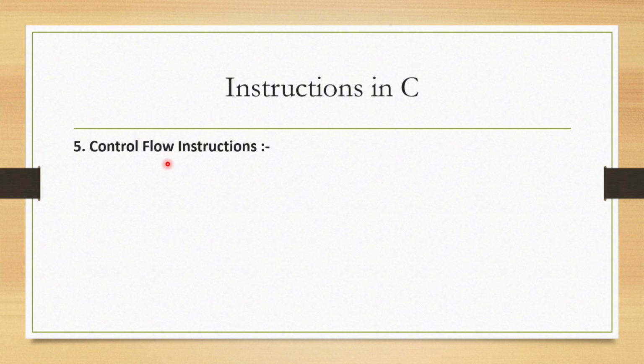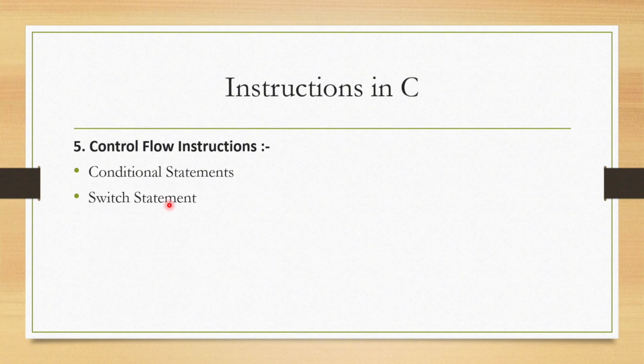At last we have control flow instruction. It determines the order in which the statements are executed in a C program. These instructions change the normal execution flow based on a condition, loop, or a function call. It consists of 6 categories, in which the first one is conditional statement. These allow the program to make decisions based on a condition.